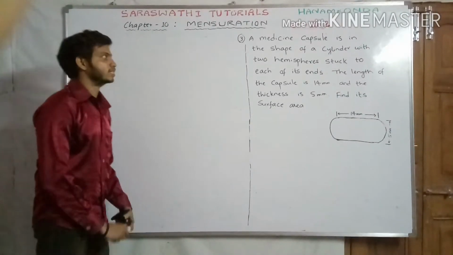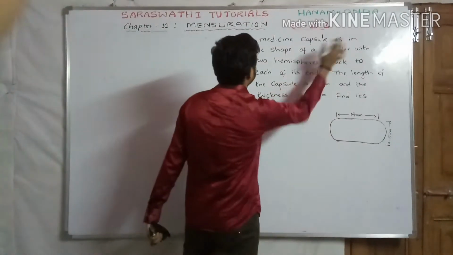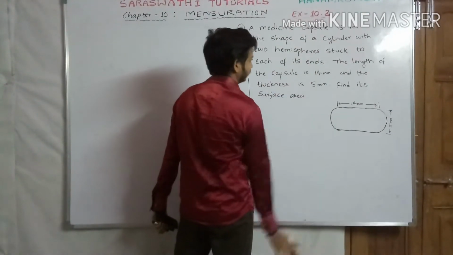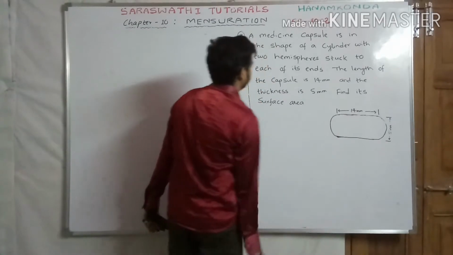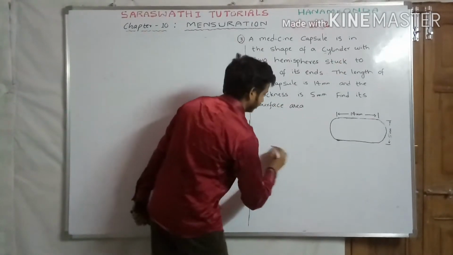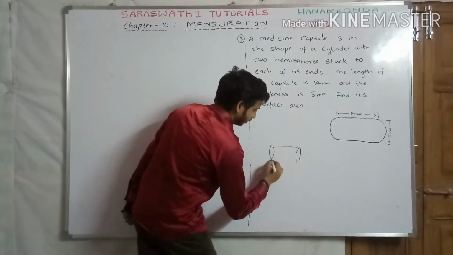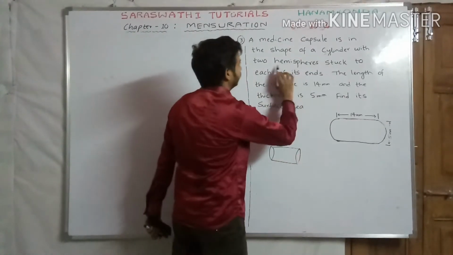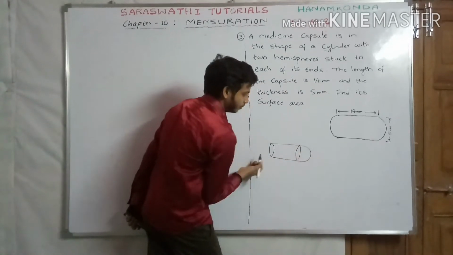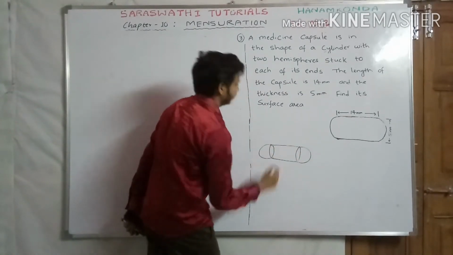So the next question is, a medicine capsule is in the shape of a cylinder with two hemispheres stuck to each of its ends. Okay, so the medicine capsule is given here. It is in the shape of a cylinder, with two hemispheres stuck at each of its ends. That means at one end one hemisphere is stuck, and at the other end also one hemisphere is stuck.